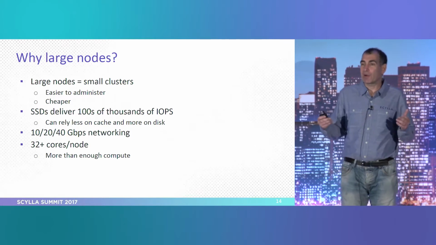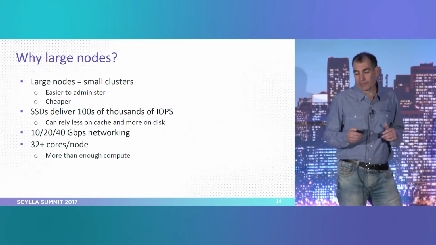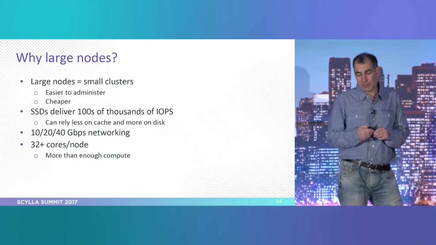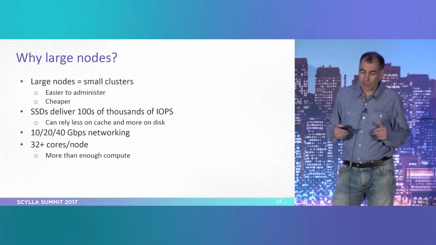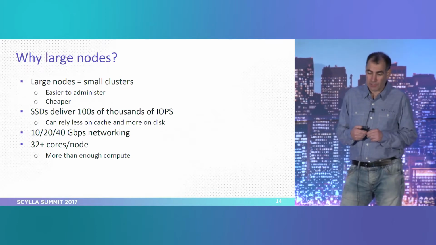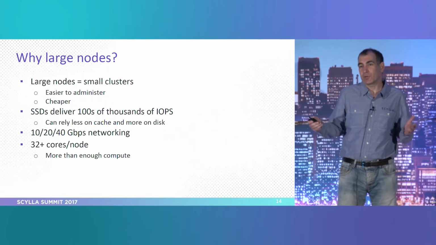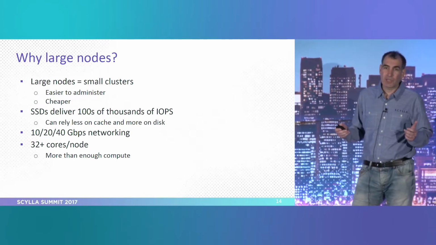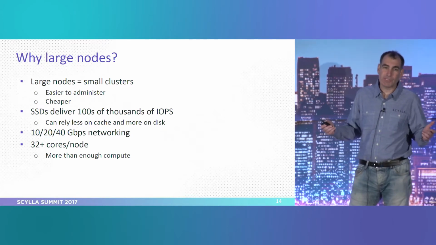And you have nodes these days with 10 gigabits per second. That's almost standard. And 20 gigabits per second are also becoming widely available, and even 40 gigabits per second. And you want to take advantage of those by utilizing all of the hardware. And again, that means large nodes. And the hardware manufacturers also agree, and it's pretty common today to have 32 cores per node, and even larger machines are becoming commonly available.